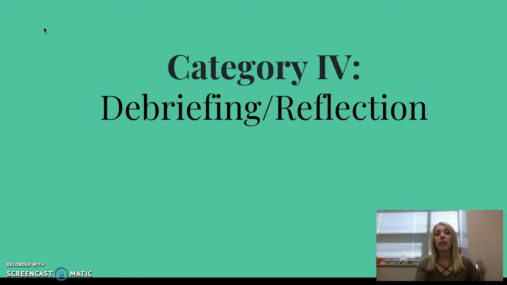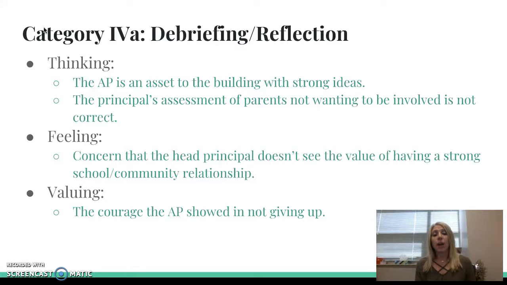Category 4, debriefing and reflection. Throughout this case study, I was thinking the assistant principal is a huge asset to this building. She has strong ideas, good morals, and she needs to be able to act on those. And the principal's assessment of the parents not wanting to be involved, I'm not sure that it's absolutely correct. I'm guessing that they might not know how to be involved, not that they don't want to.